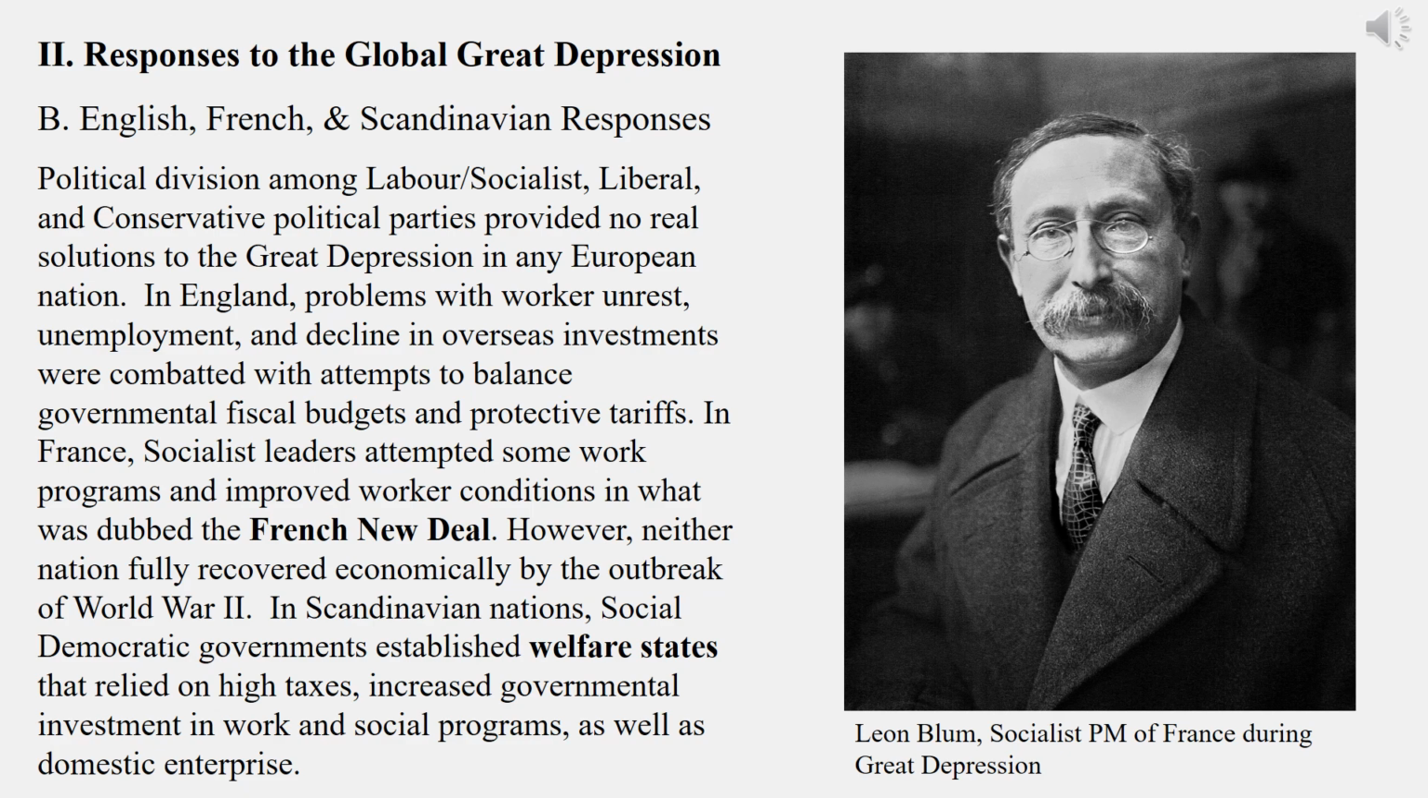In Scandinavian nations, social democratic governments established welfare states that relied on high taxes, increased governmental investment in work and social programs, as well as domestic enterprise. The welfare states that began during the Great Depression would ultimately become the practice of Europe in the years after World War II. However, the Scandinavian states were really the first to establish such states.